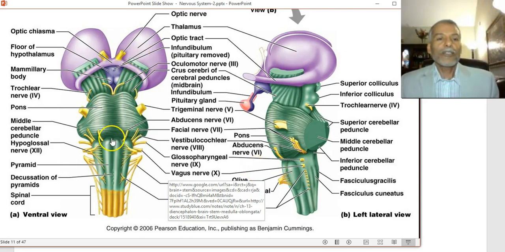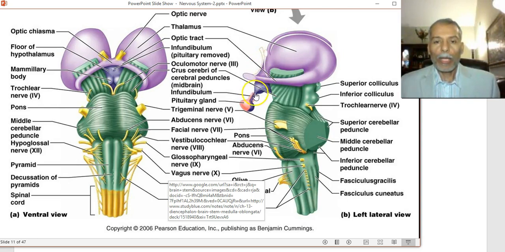So this is an anterior view. This is a lateral view. And now you can see the medulla, the pons, and the midbrain. You can see the thalamic nuclei on top. And in here, you can see this little structure coming down from the thalamus. That is called the hypothalamus.